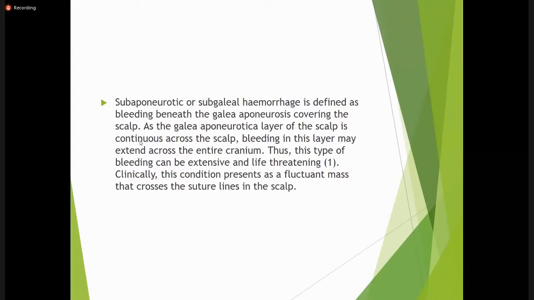As the galea aponeurotica layer of the scalp is continuous across the scalp, bleeding in this layer may extend across the entire cranium, and it can cause obstruction of the major vessels. This type of bleeding can be extensive and life-threatening. Clinically, this condition presents as a fluctuant mass that crosses the suture lines in the scalp.